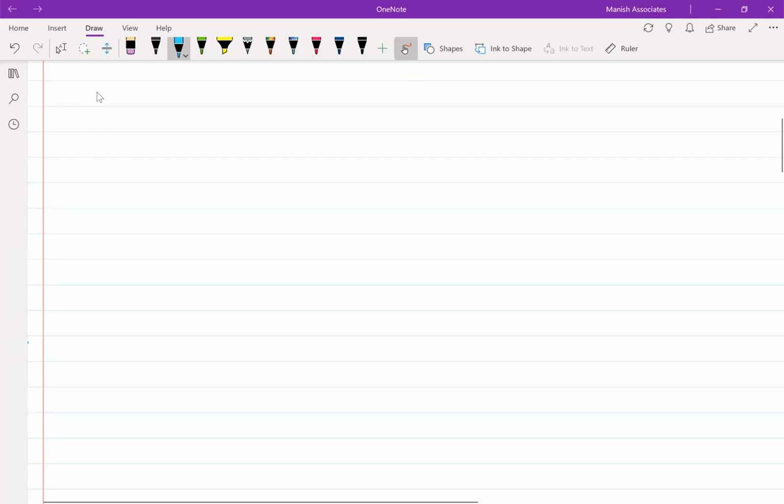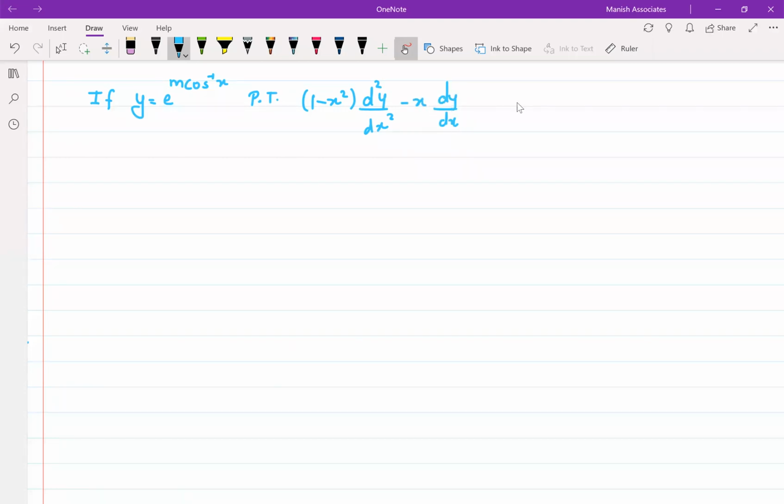So the question says, if y is equal to e raised to m cos inverse of x, then the question says, prove that or show that (1 minus x square) d2y by dx2 minus x dy by dx minus m square y is equal to 0. That's the question. Okay.